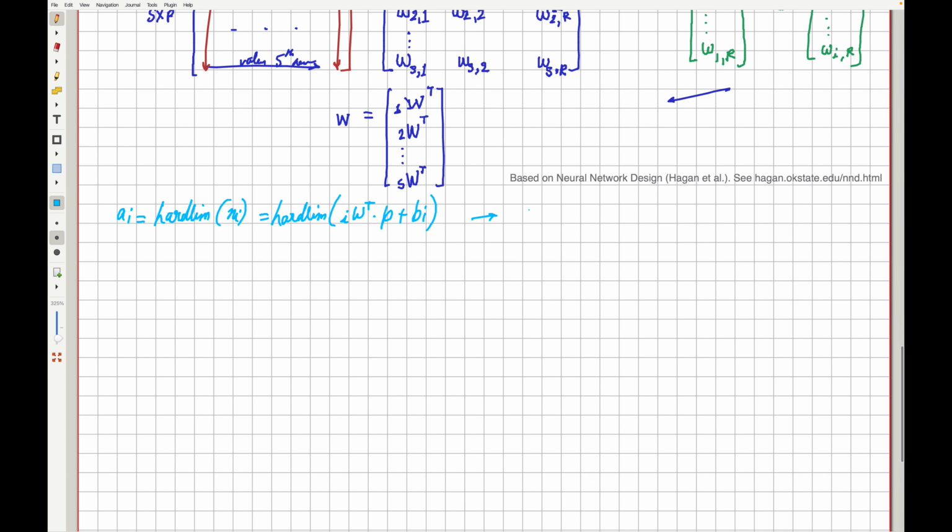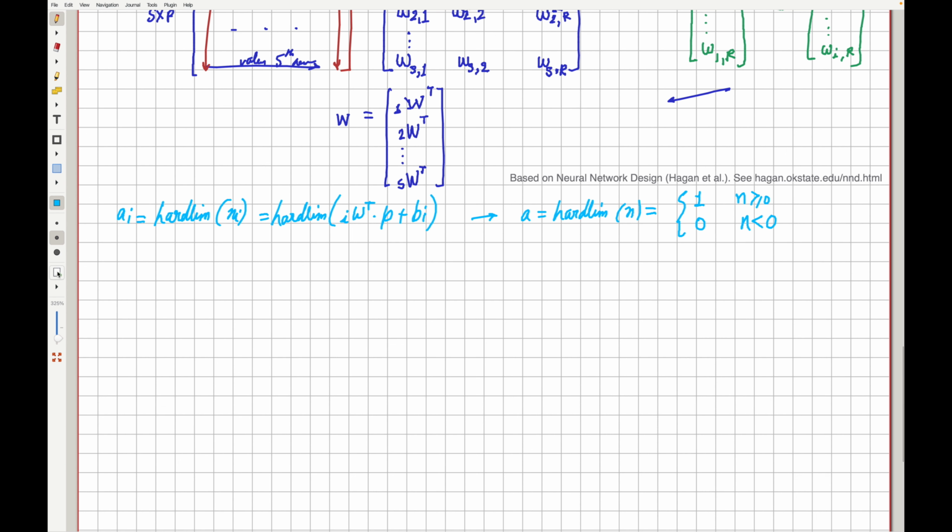And just to recall, the hardlim function, hardlim n, what this gives us is a value of 1 if n is greater than or equal to 0. If n is less than 0, then we get a value of 0. So that is sort of the basics of the notations that we have.